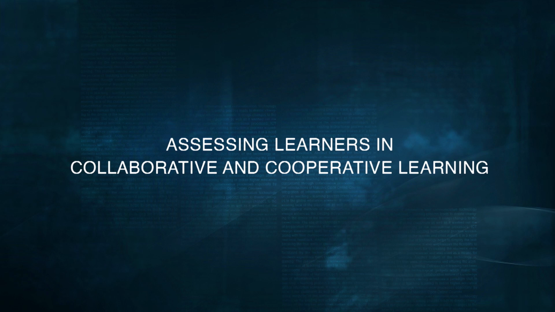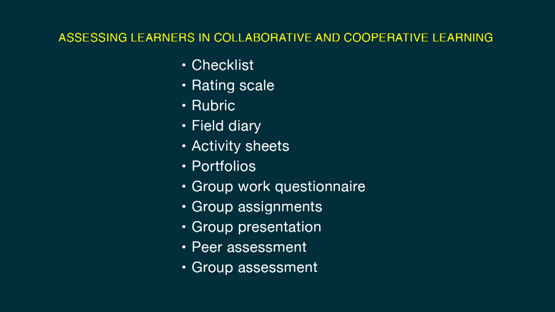Next is assessing learners in collaborative and cooperative learning. Assessing learners in such a setup is not that easy as in a traditional classroom, because here it is not just the academic achievement that needs to be assessed, but it includes assessing learners as a whole on their skills and teamwork abilities. The following are a few approaches by which assessment can be done in collaborative and cooperative learning environments: checklist, rating scale, rubrics, field diary, activity sheets, portfolios, group work questionnaire, group assignments, group presentation, peer assessment and group assessment. So, before concluding, let us also have a look at the advantages and disadvantages of these methods.